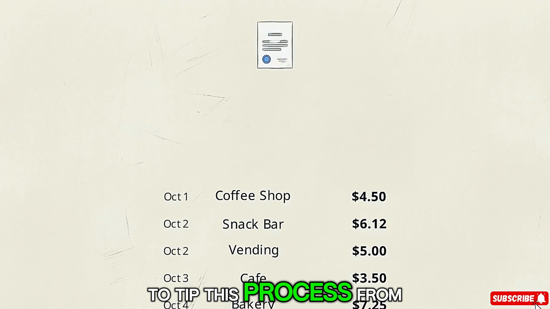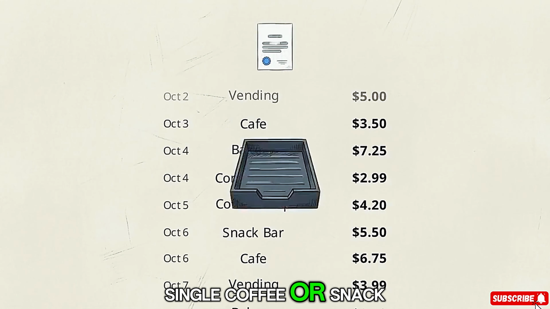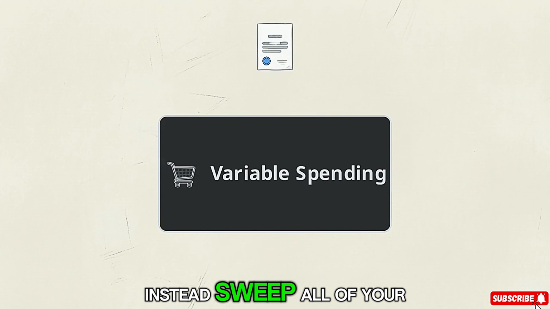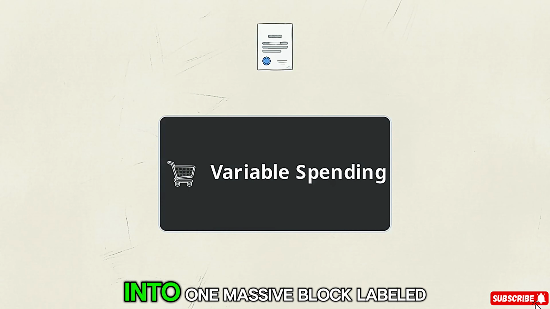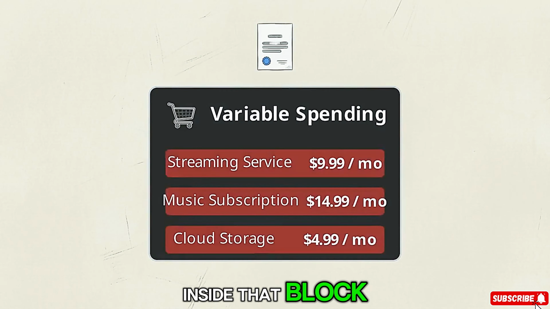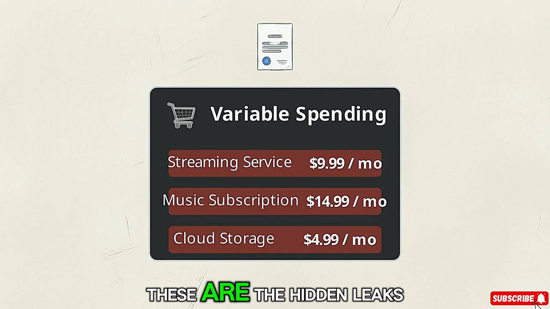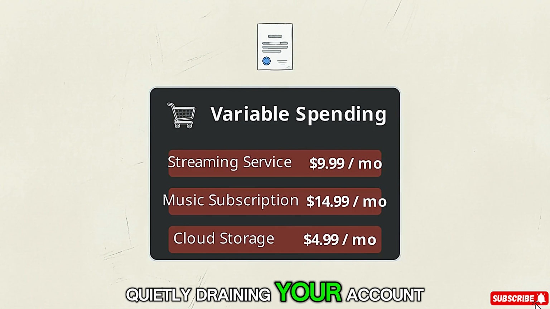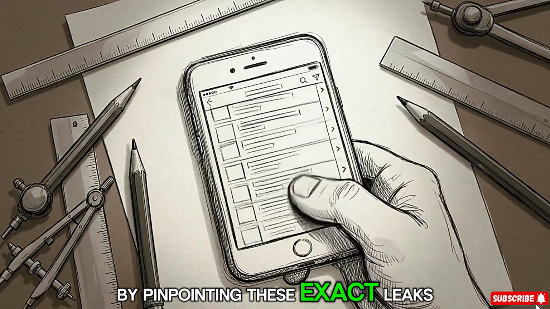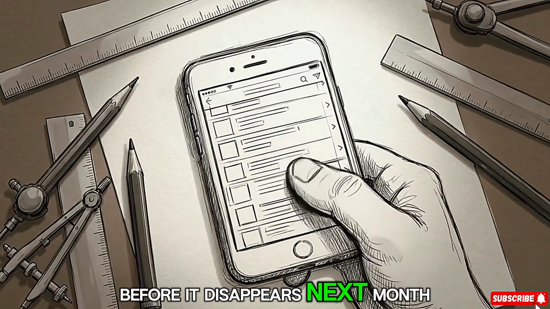To keep this process from stalling out, stop trying to categorize every single coffee or snack. Instead, sweep all of your discretionary purchases into one massive block labeled variable spending. Inside that block, look closely for low-dollar recurring subscriptions. These are the hidden leaks quietly draining your account. By pinpointing these exact leaks, you give yourself the power to capture that cash before it disappears next month.